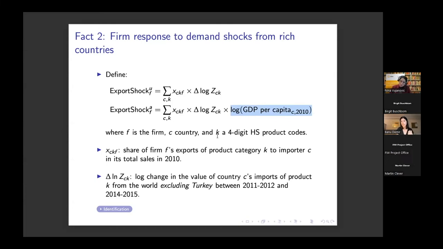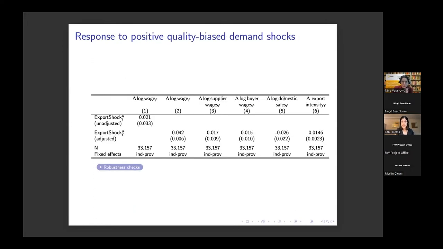To be able to capture that, we interact the standard shift-share components, these shares and shifts, with the GDP per capita of the importing countries. We simply want to give more weight to the positive demand shocks that originate from high income countries. Okay, so that's the only tweak that we are introducing to the standard shift-share regressions.